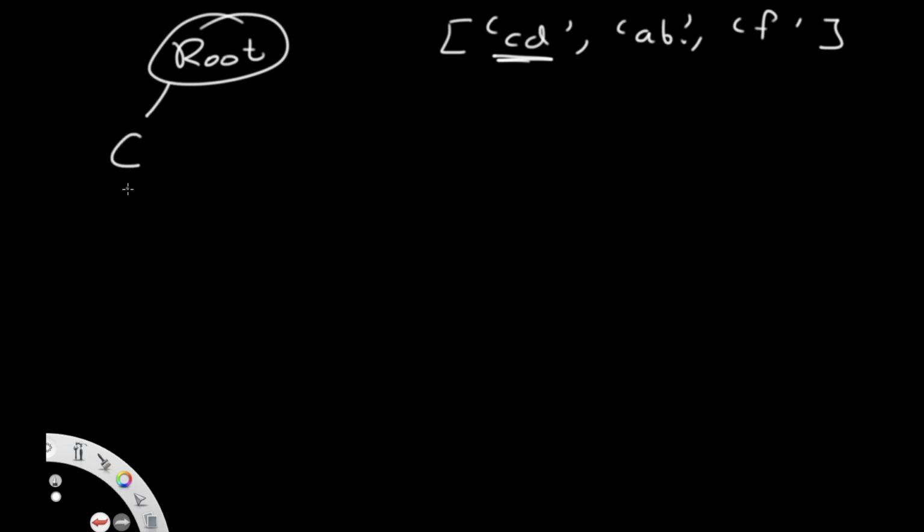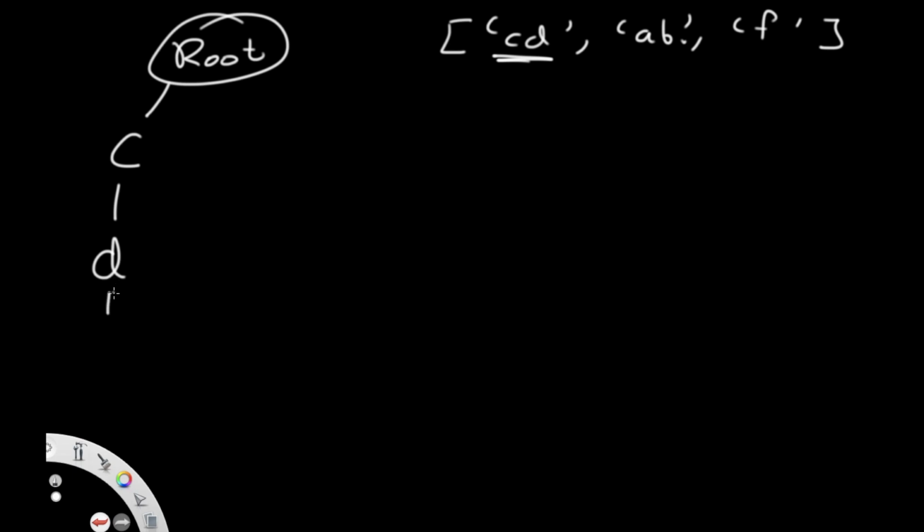Real quickly, our trie is going to have a root node, and you can think of it as a placeholder that doesn't really have any value. I'm going to have the same words as before: CD, AB, and the letter F. What we're going to do to our trie data structure is add each of the letters of the word. First, let's go to this word: let's add the letter C, and to C we're going to connect D.